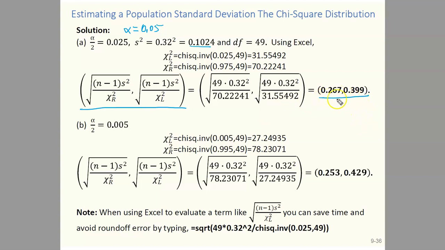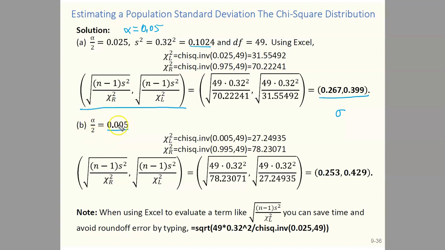Now remember, that is a confidence interval for the population standard deviation, sigma. Notice also that we rounded it to 3 decimal places because we were given that our sample standard deviation was 0.32. That was given to us with 2 decimal places.